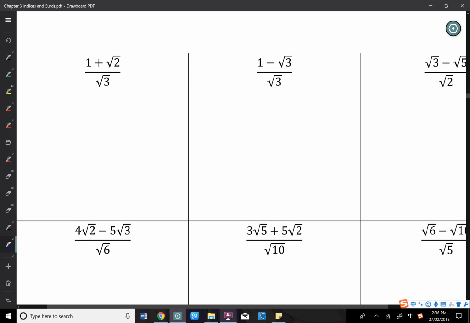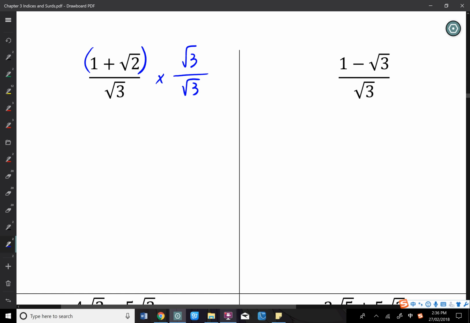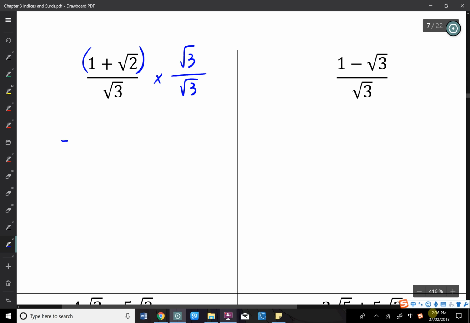Well, if you don't have a single number at the top, so I have 1 plus root 2, what I can do is still times root 3 over root 3, but the top is with a bracket. The numerator will be with a bracket. So what I will have will be root 3 plus root 6 over 3.